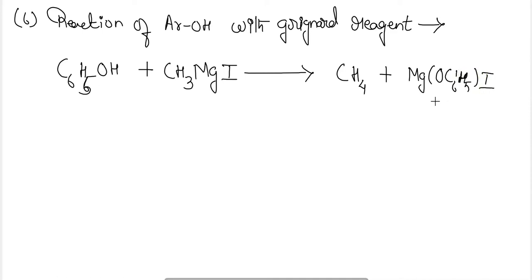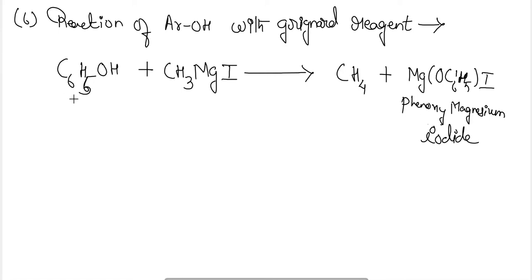Here the name will be phenoxy magnesium iodide. Okay, the name will be phenoxy magnesium iodide. So these are the reactions of phenols with the Grignard reagent.